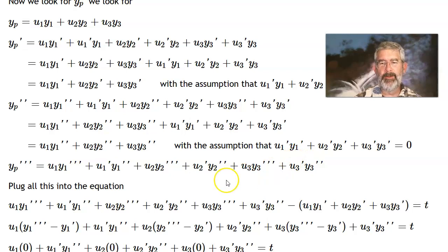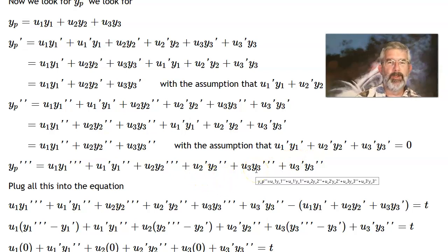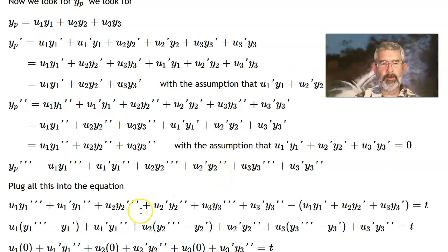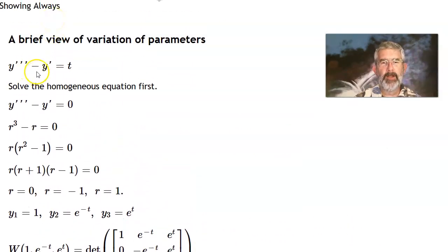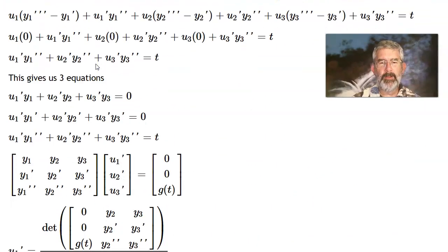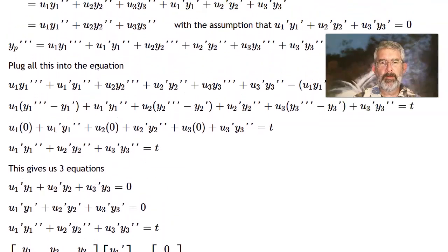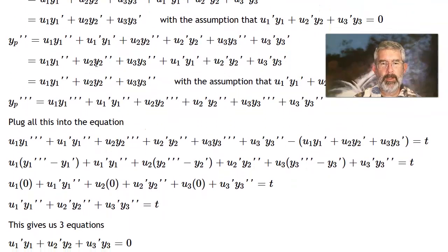Now what I'm going to do is take all that stuff and plug it into the original differential equation. And the original differential equation was y triple prime, I've forgotten already, what is it? y triple prime minus y prime equals t. Okay, so here's y triple prime, and then minus y prime, and that's supposed to equal t.